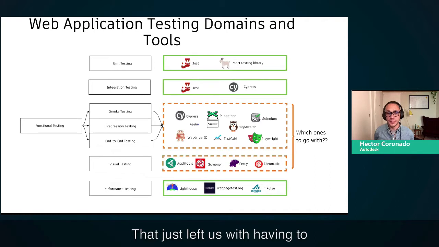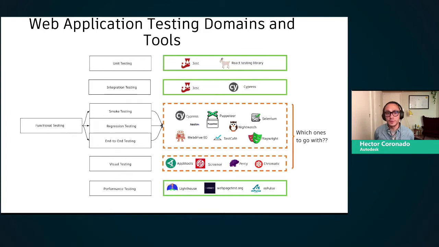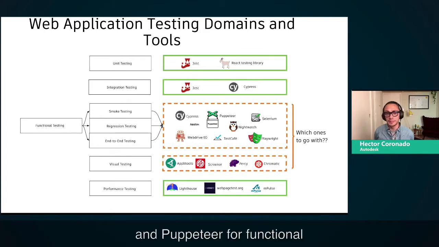That just left us with having to pick the best tools for us to cover our cross-browser, functional, and visual testing requirements. To our surprise, there were a ton of really great tools available, all with their own advantages and disadvantages. We checked out Cypress, Selenium, and Puppeteer for functional testing, along with Applitools, Sauce Labs Screener, and Percy for visual testing.